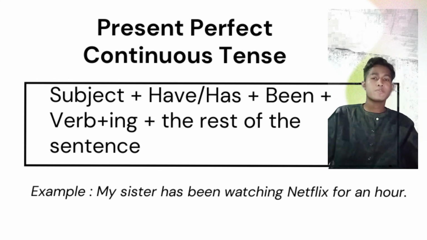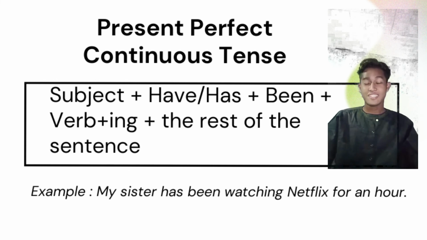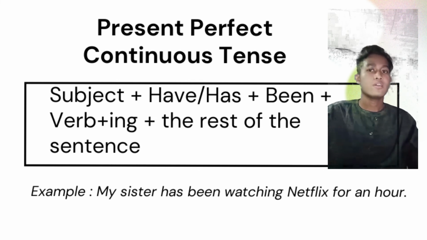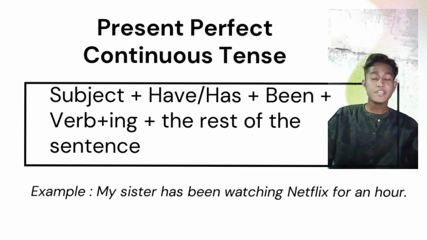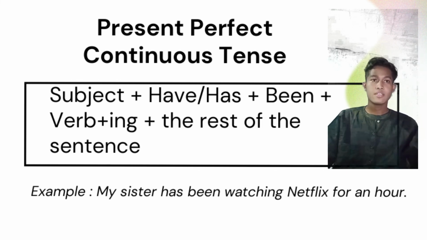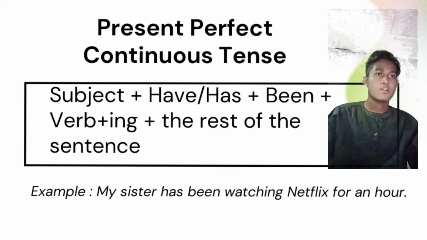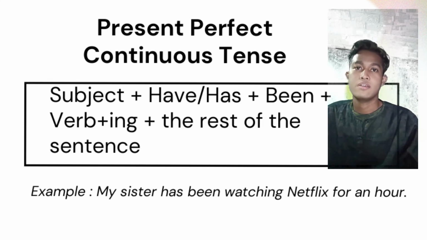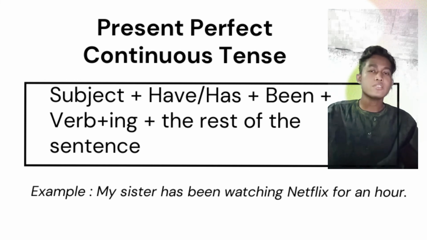And this tense formula is divided into three depending on the type of sentence. The first is positive sentences. To make a positive sentence, the formula is subject plus have or has plus been plus ing or present participle. For example: she has been diving.